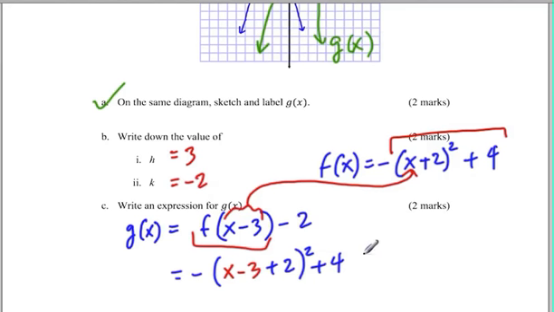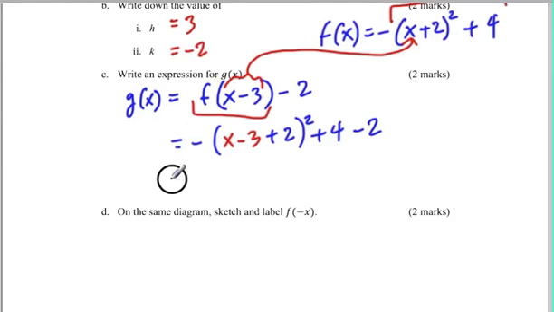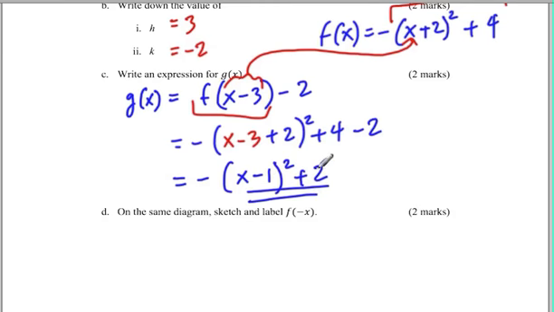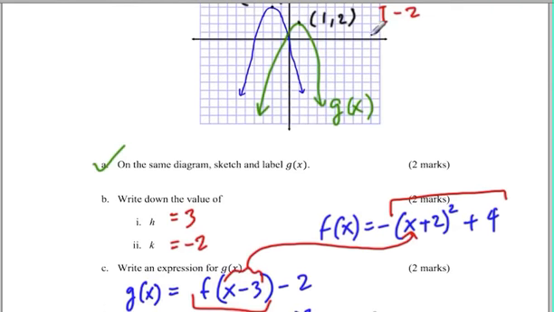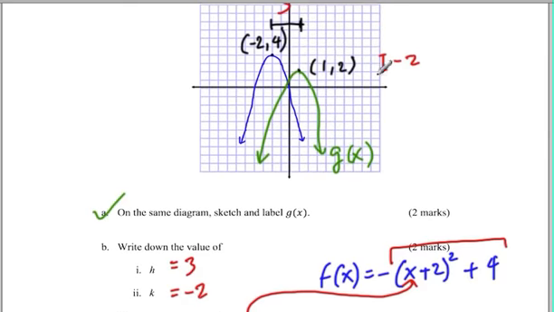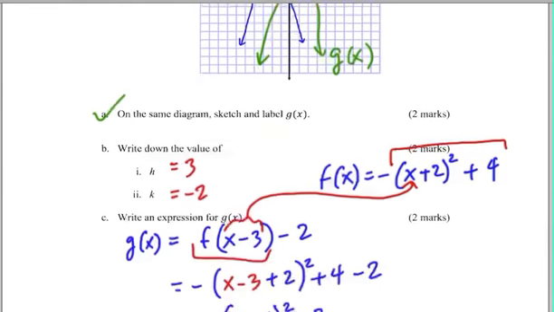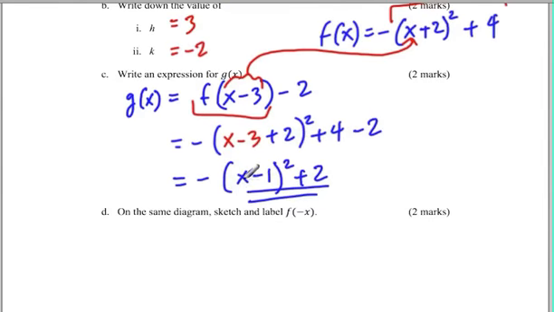So there's that minus 2 over there. If we want to solve this, this is going to be negative x minus 1, because negative 3 plus 2 is minus 1. And what's 4 minus 2? It's plus 2. Right? Another way that we know that this is correct is that g of x needs to have a vertex of (1, 2). And if we look at this equation right here, this is 1 to the right and 2 up. So we know that this is correct. So this is our expression for g of x.